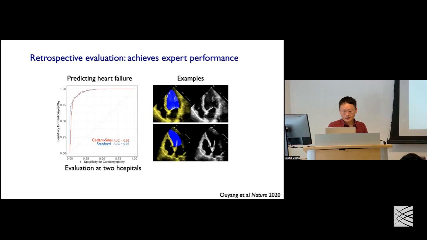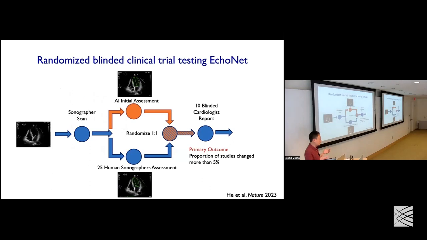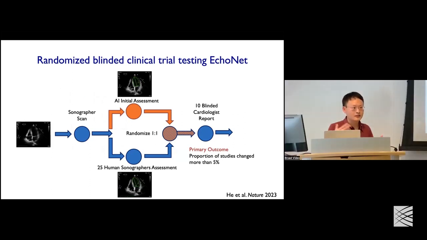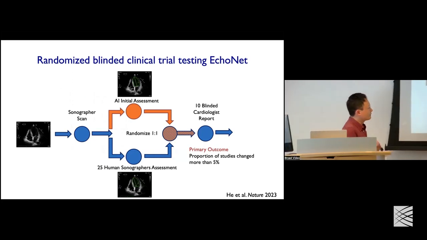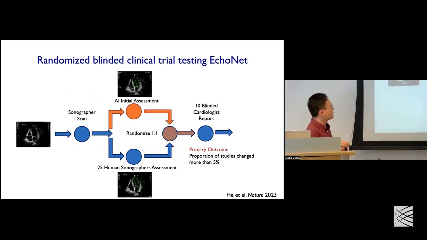Right. So for the last 3 years, we've been thinking about how we can really go beyond that, and do a truly prospective study to see how well this algorithm works when it's really integrated into the clinical workflow, when someone is actually using it. So in this more recent work, which was just published a few weeks ago, we set up this randomized clinical trial, or RCT, to test this algorithm.